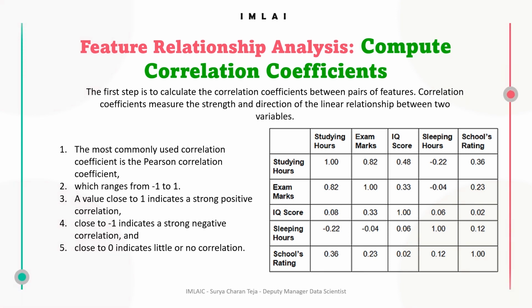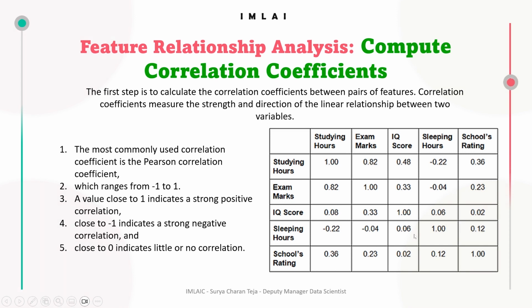The correlation between exam marks and studying hours is 0.82, and IQ score and studying hours is 0.48. Sleeping hours and studying hours, obviously, would be completely different. School's rating is 0.36. That's also affecting to some extent. Exam marks and studying hours is 0.82, a positive correlation, and IQ score 0.33, a positive correlation to a certain extent, not very strong, and school's rating 0.23. There is not much of a relation other than in exam scores, where you have 0.33.